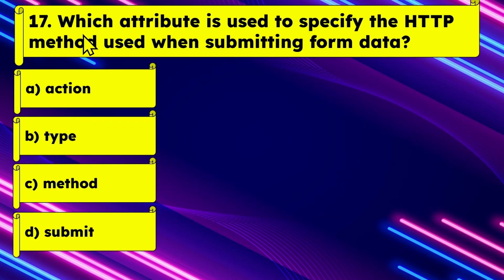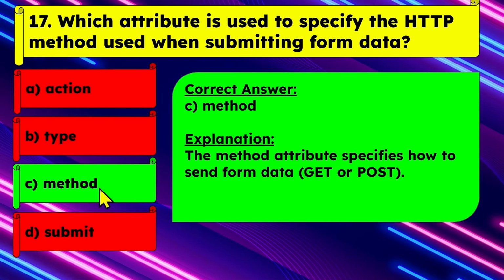Our next question is, which attribute is used to specify the HTTP method used when submitting form data? We have our four options: action, type, method, or submit. So here the correct answer will be method. You can see the method attribute specifies how to send form data by get or post.